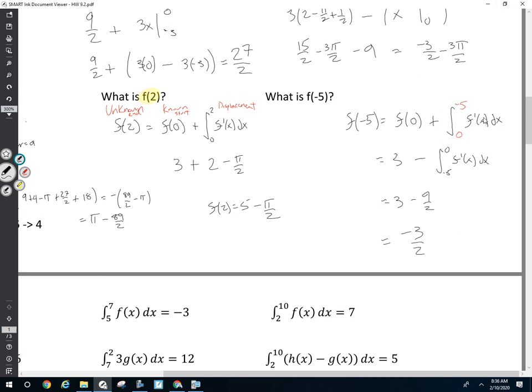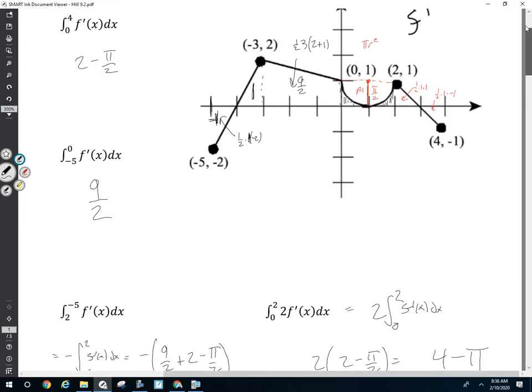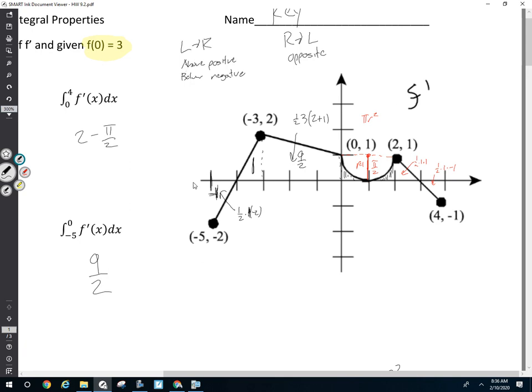Okay, this goes back to the accumulation function. The accumulated areas tell us how much we're increasing or decreasing. F prime is positive, so I can see I'm going up from 3 to 3 plus 2 minus pi over 2. I'm going to go up another half, and then I'm going to go down a half. So I have a relative max here.